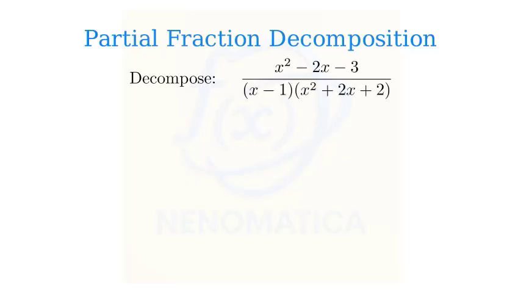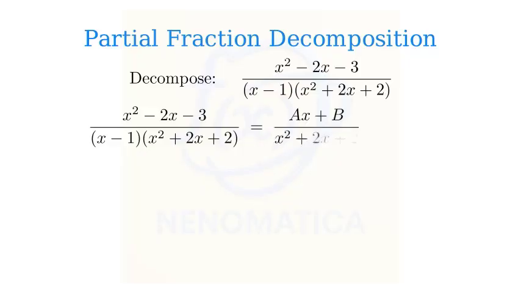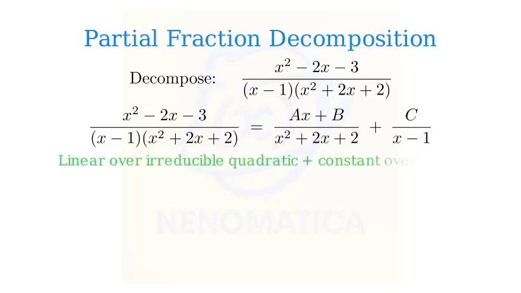(x squared minus 2x minus 3) divided by (x minus 1) times (x squared plus 2x plus 2). The denominator already factors as a linear factor times an irreducible quadratic. For this mix, the standard setup is ax plus b over the quadratic plus c over the linear.